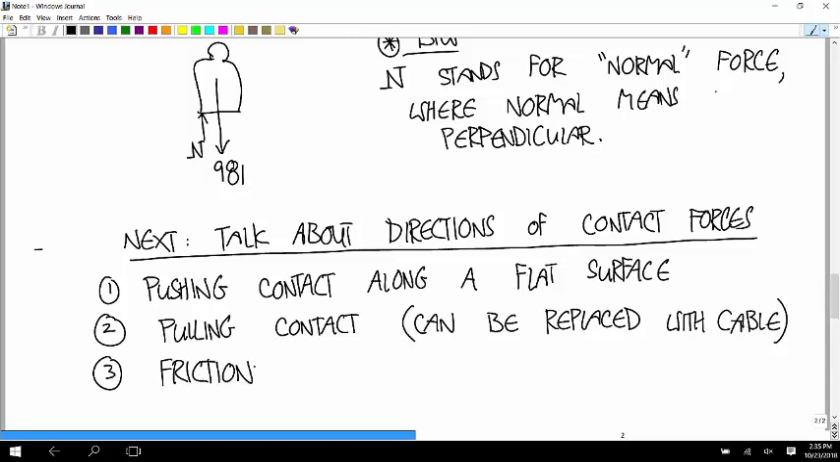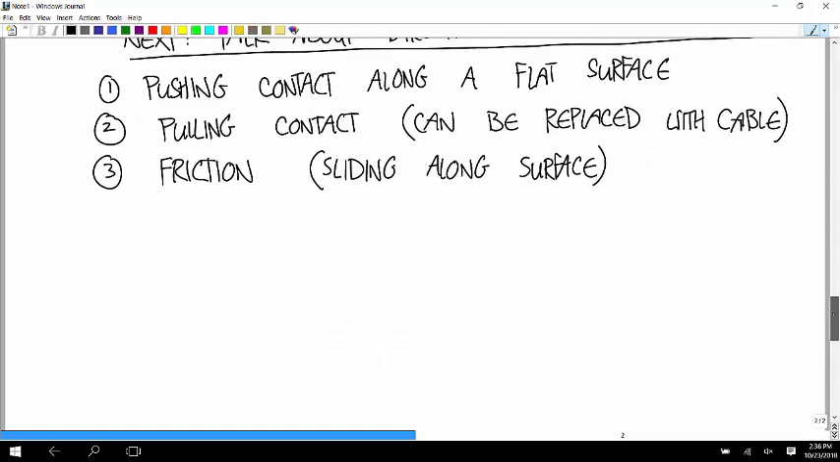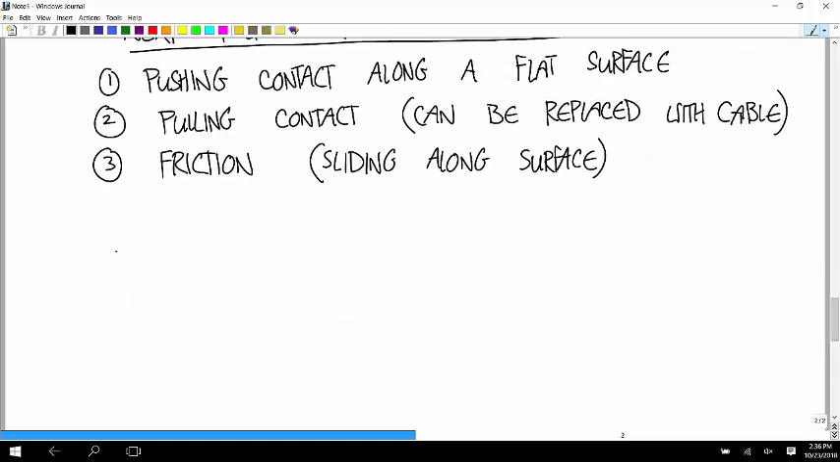And friction force happens when an object is sliding along a surface. Okay, so the first one we're going to get into is pushing contact along a flat surface.